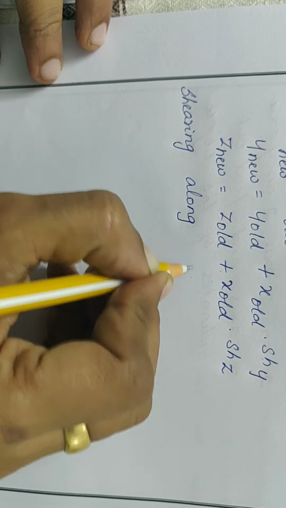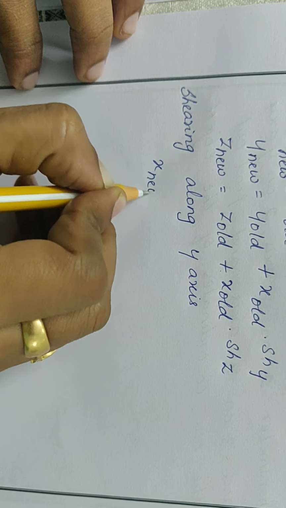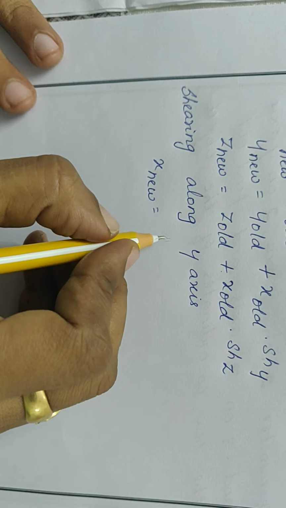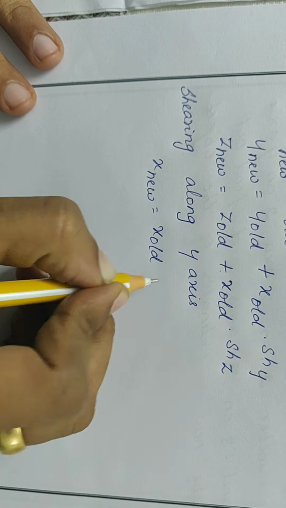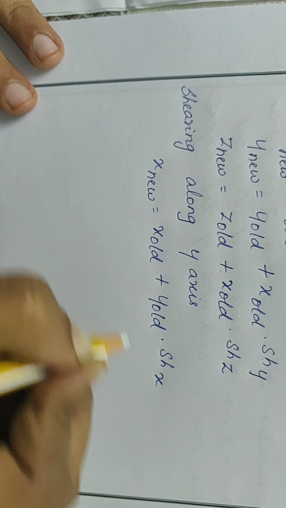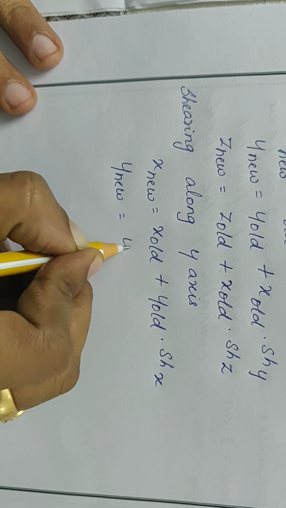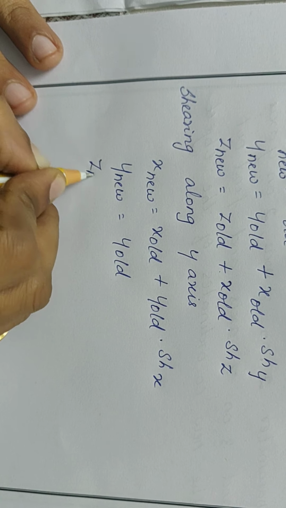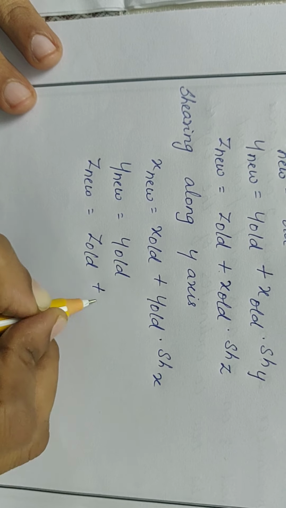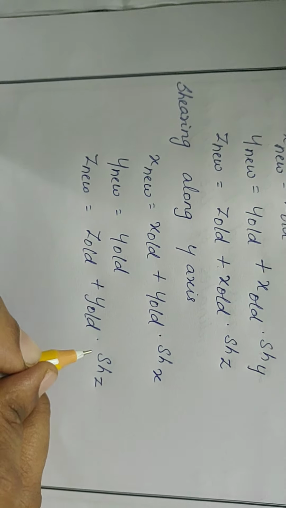Similarly, I can write the formula for shearing along the y-axis. So it should be x new is equal to x old plus y old into shear factor along x. Similarly, y new is equal to y old. Z new is equal to z old plus y old into shear factor along the z axis.